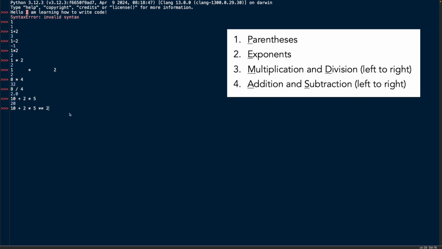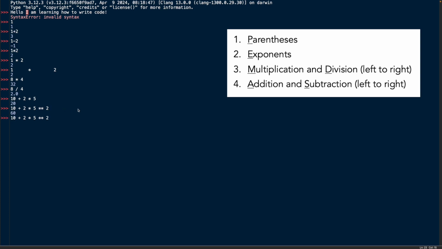And go ahead and pause the video and try to figure out how Python's actually going to evaluate this. So working through the order of operations, we're going to start with exponents, and 5 to the second power is 25. The next one is going to be multiplication, and we're going to do 2 times 25 and get 50. And then we're going to do 10 plus 50 and get 60. So if I did that right, we should get back 60. Okay, and it looks like that's what Python's doing as well.